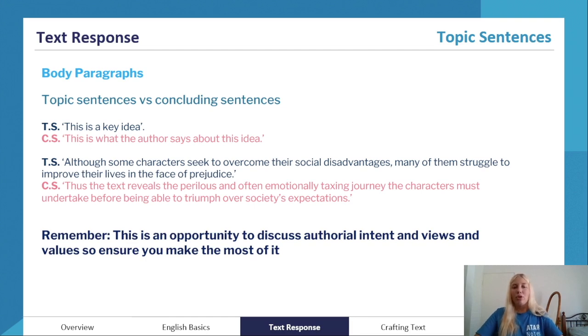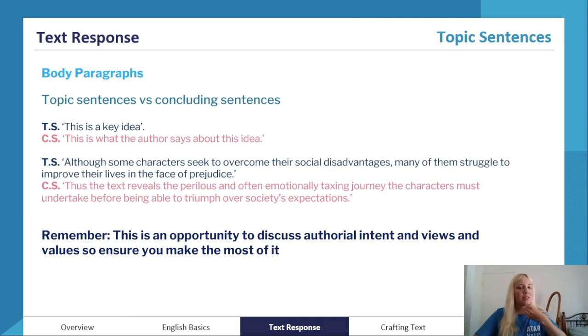And as I mentioned, topic sentences and concluding sentences are related. A topic sentence essentially says something is a key idea, and your concluding sentence is saying this is what the author says about this idea I presented in my topic sentence. Having a look at this example, although some characters seek to overcome their social disadvantages, many of them struggle to improve their lives in the face of prejudice. And that's the idea we're trying to prove for the rest of our body paragraph.